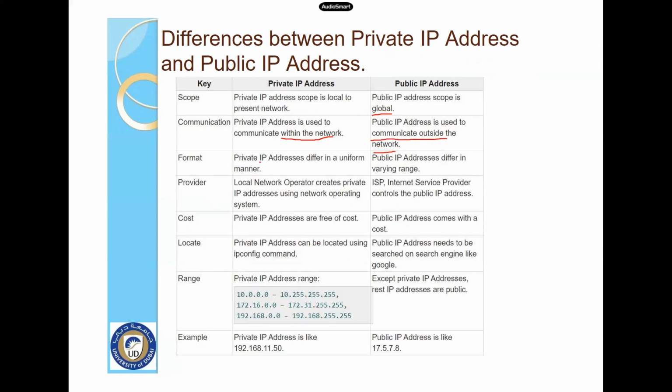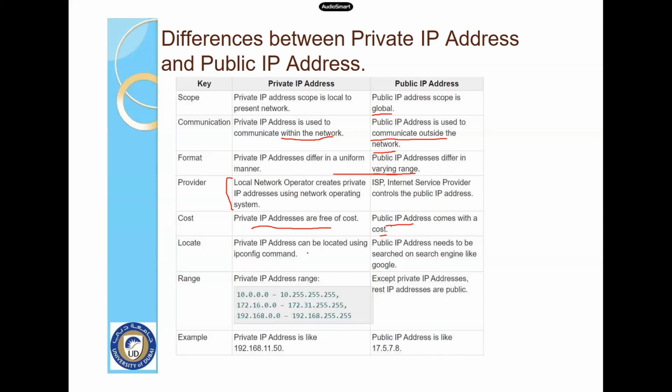The format: private IP addresses have their own uniform manner, but this one is different in terms of range. Okay, the provider here is the local network, in our case the university. It creates private IP addresses using the network operating system. And here, the internet service provider controls the public IP addresses. Cost: private IP addresses are free of cost, while the public ones you can get for a charge.